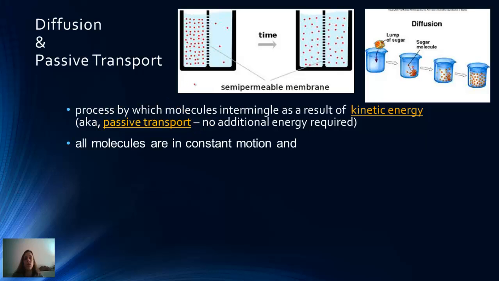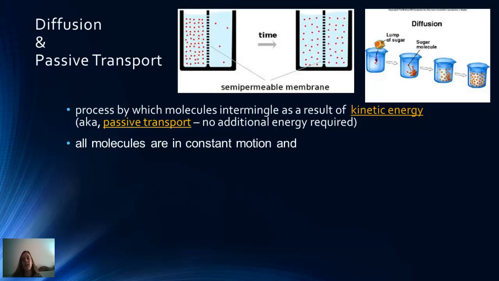So if we look at these images, what we're seeing here is two solutions, one that has a higher concentration than the other. Over time, the molecules in red are going to move through the semipermeable membrane from an area of higher concentration to lower concentration as they move down the concentration gradient. This is exactly what happens when sugar is dissolved in water.